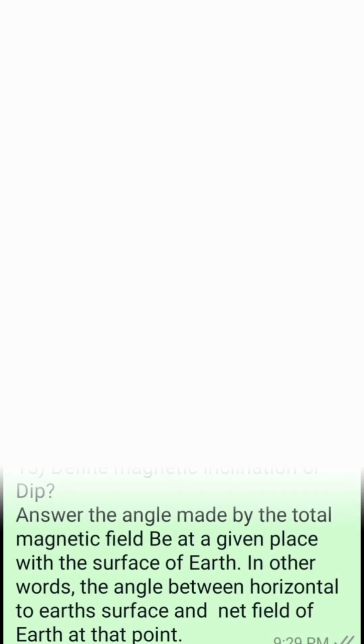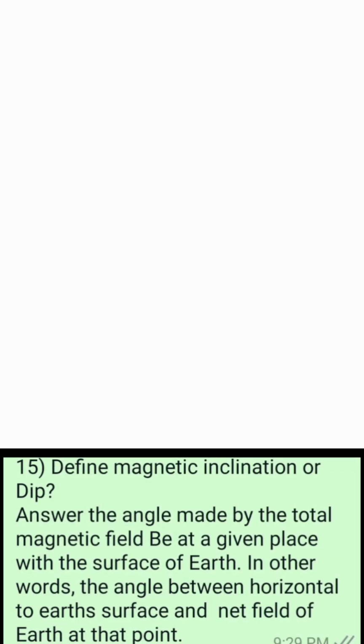16. Define magnetic inclination or dip. Answer: the angle made by the total magnetic field of Earth at a given place with the surface of Earth. In other words, the angle between the horizontal to Earth's surface and the net field of Earth at that point. 17. State Biot-Savart's law.